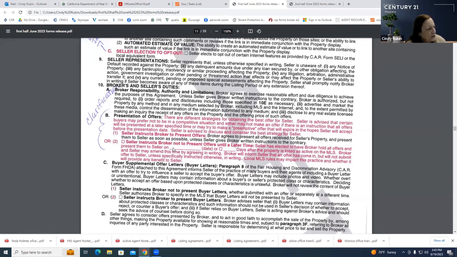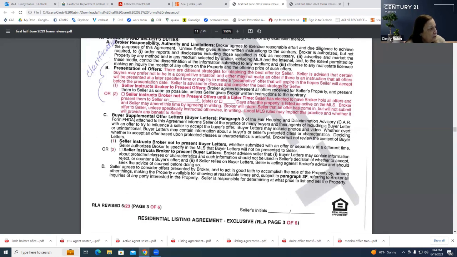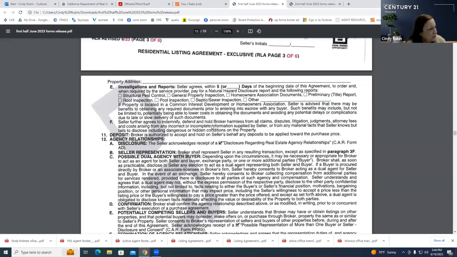If they're going to wait, say they want to meet Saturday and you present the whole week's offers, then you can fill that in. But if you don't fill in number 2, you need to present the offer as soon as possible. And if they change their mind, you better have that changed in writing, because you don't want the seller coming back saying, hey, that offer was made on Monday and you didn't present it till Saturday. And we checked the box where we let it default to right away. You say, well, you told me. And he goes, no, I didn't tell you that. You know how that goes. So anyway, make sure that you get that one in. But that's not new. That's just rewritten.